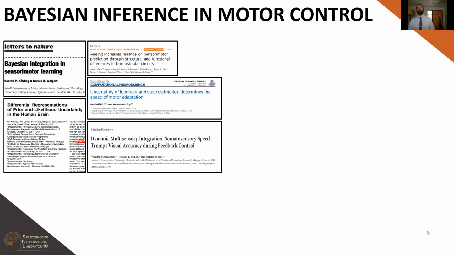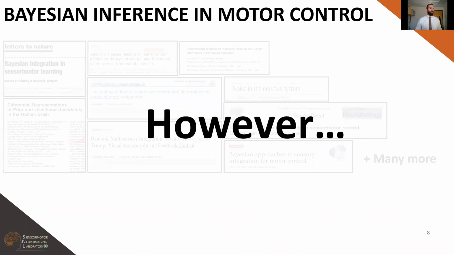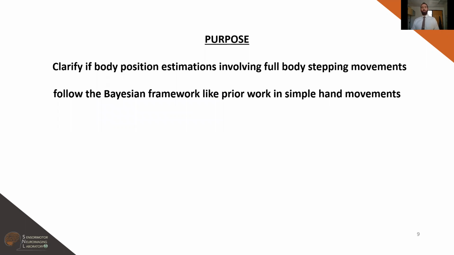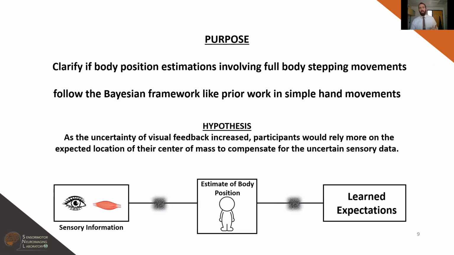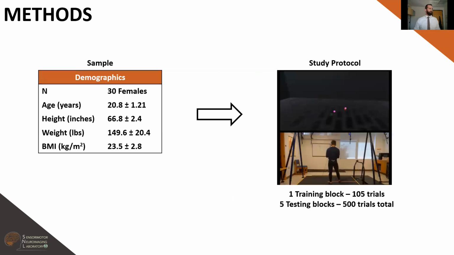Now, Bayesian inference in motor control has been reliably shown in the last decade. However, the majority of this work has used only simple upper extremity movements. So the purpose of this study was to see if the Bayesian-like behavior seen in hand movements is consistent when calculating the position of center of mass during full body mobility movements. We anticipated that as uncertainty of sensory feedback increased, people would rely more on their expected location to compensate for the uncertainty in the data.